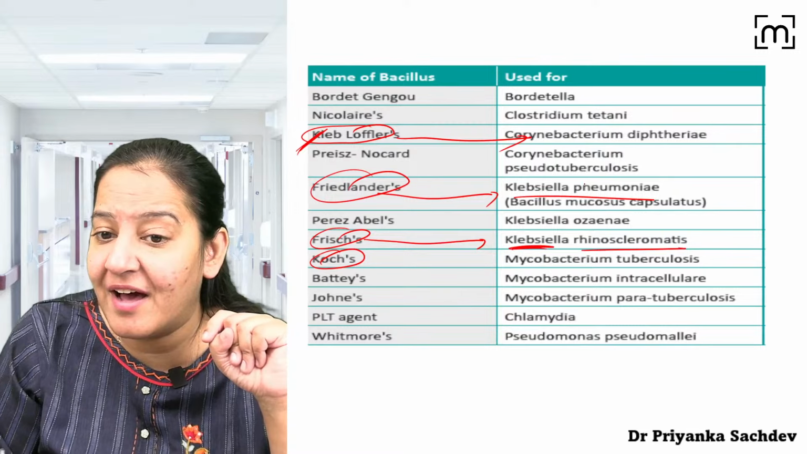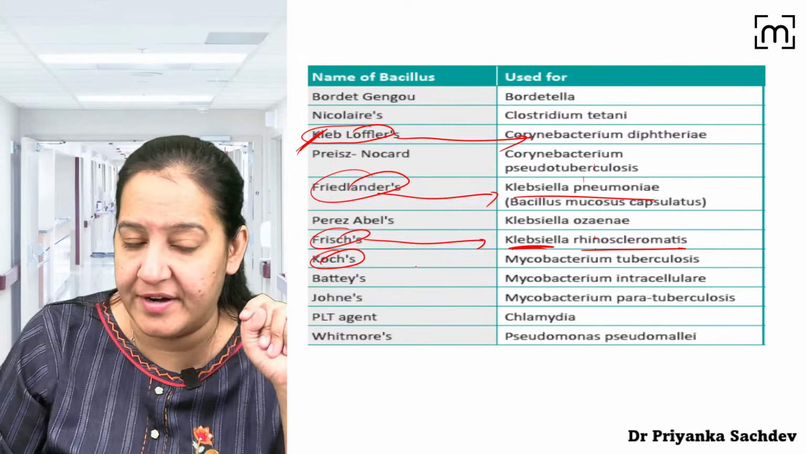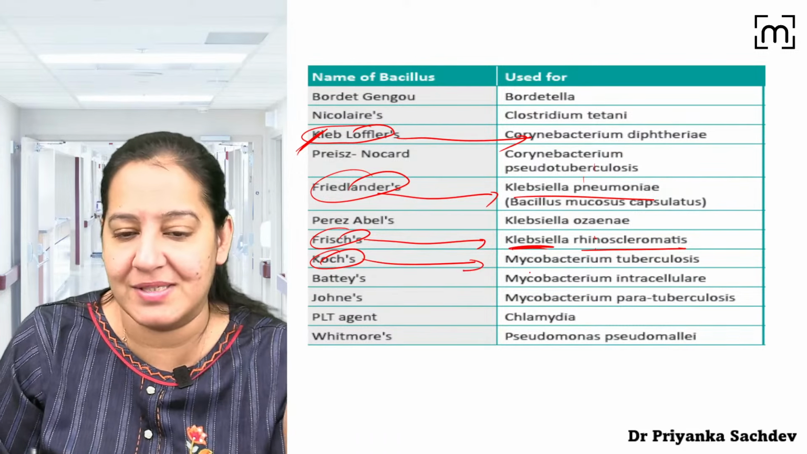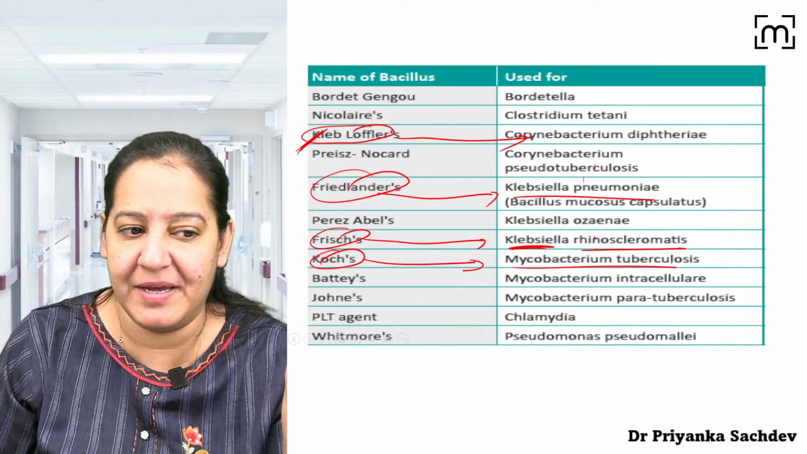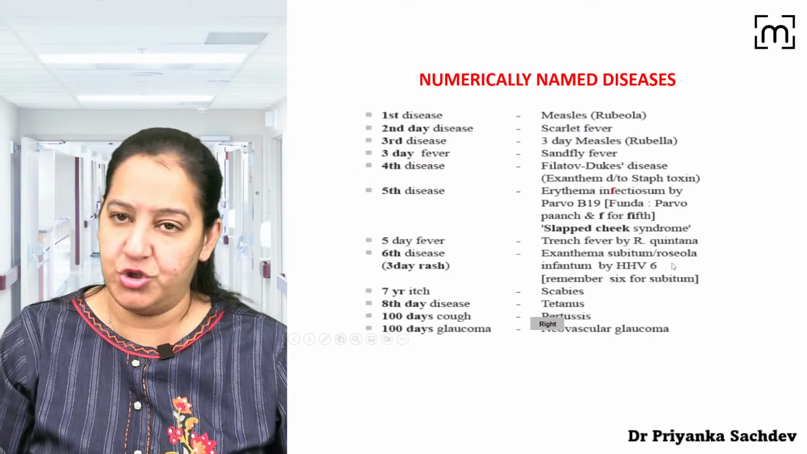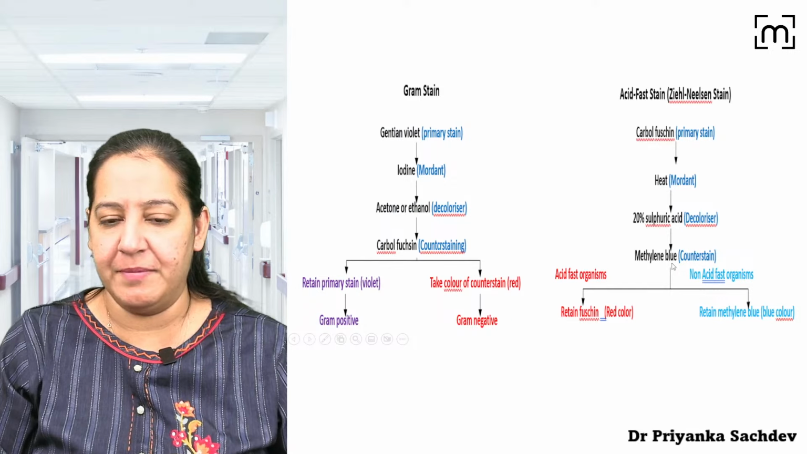It's Klebsiella rhino. Both are Klebsiella, but they are different. And Koch's bacilli, everyone knows. Everyone knows it's TB. So you should know this list. Okay, let me move ahead.